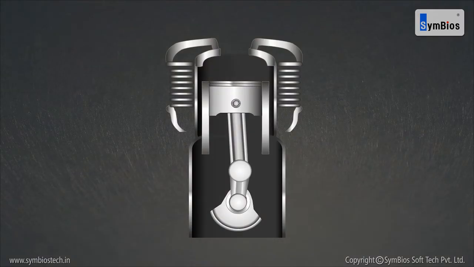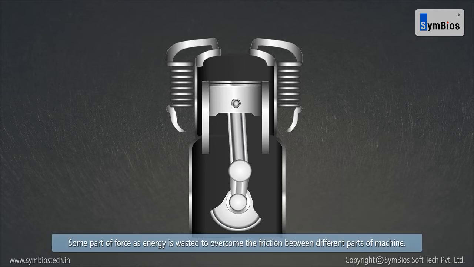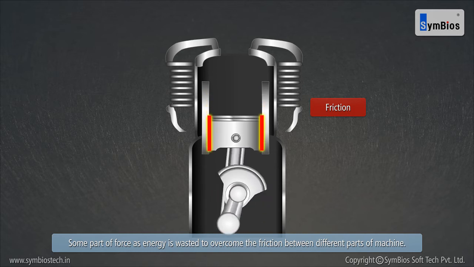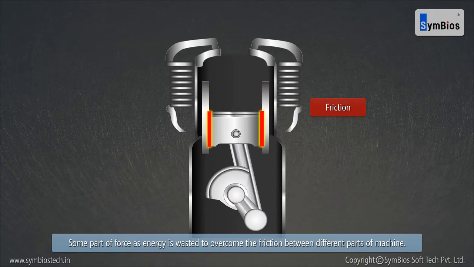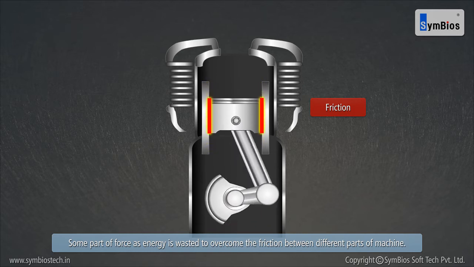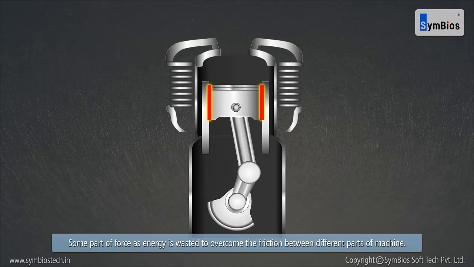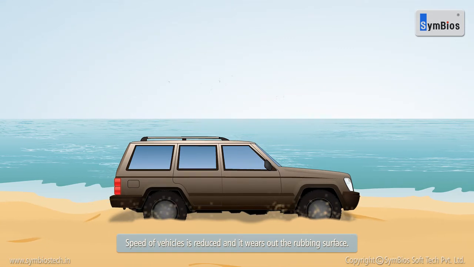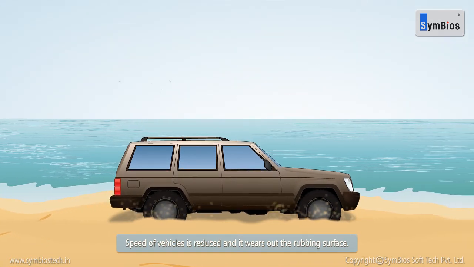Friction can be disadvantageous in the following ways. Some part of the force as energy is wasted to overcome the friction between different parts of a machine. Speed of vehicles is reduced and it wears out the rubbing surface.